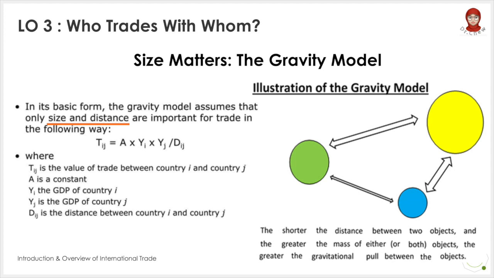Based on the gravity model, we can say that the size of an economy has a positive relationship with trade. That is, the bigger the size, such as the yellow country, the larger the trade between the yellow country and the blue country. Whereas distance has a negative relationship with trade. That is, the shorter the distance, the larger the trade. So we can see that the blue country is closer to the yellow country. Therefore, the trade will be bigger than the trade between the green country and the blue country.